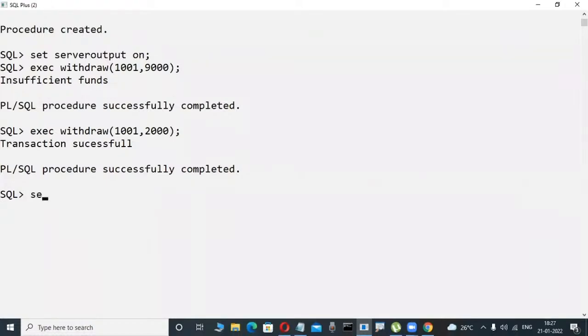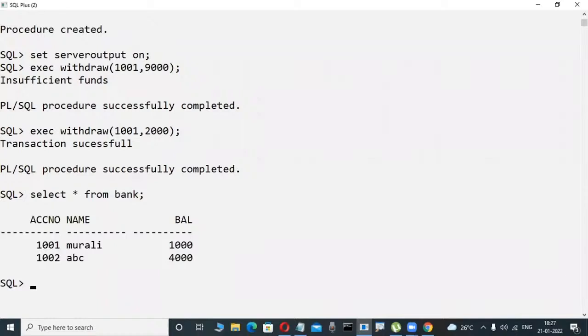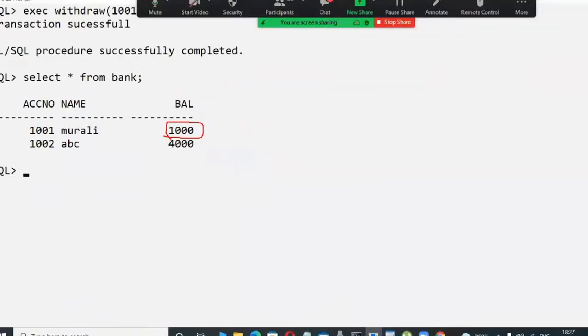And now check it out, is it really correct? In my bank table, I try to observe it. So here, the bank table is there. Now check it out. In the previous case, 3,000 is there. 3,000 minus 2,000 rupees, I try to withdraw, then automatically the remaining balance, how much? 1,000 rupees is there or not? Yes, how is it possible?